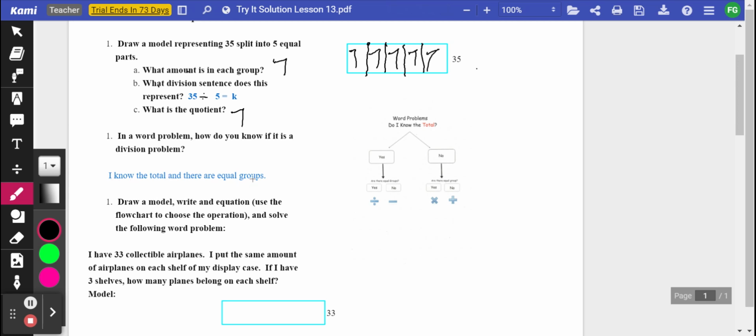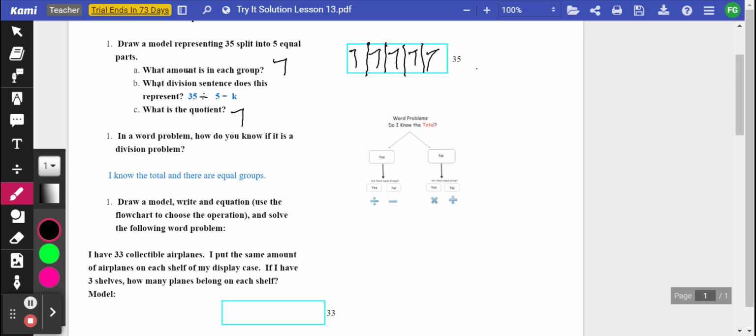By the same token, I could ask you, how do you know it's an addition problem? You would say, do I know the total? No. So I don't know the total, and there are not equal groups. That would lead to an addition problem. Okay, so it's just following the yeses and nos on that flow chart. Okay, the next question said to draw a model, write an equation using that flow chart to choose the operation, and solve the following problem.